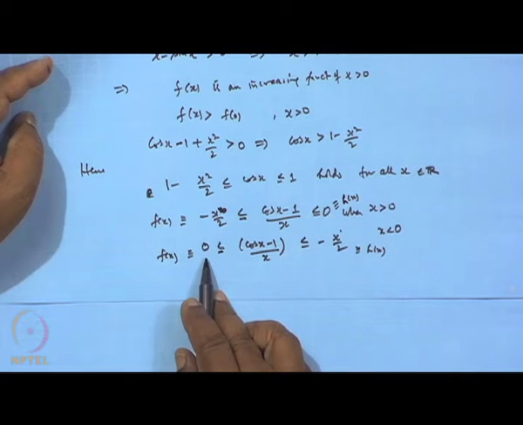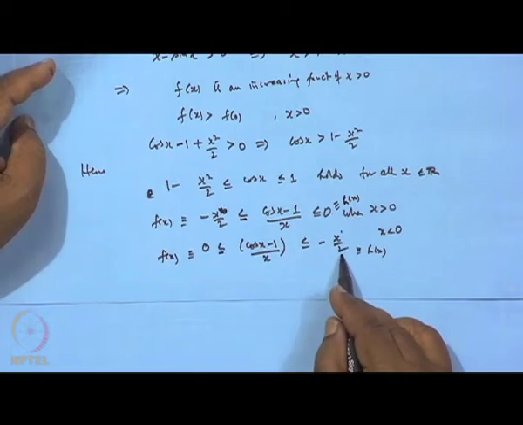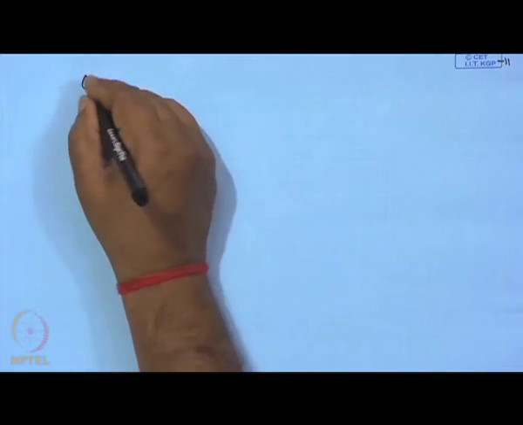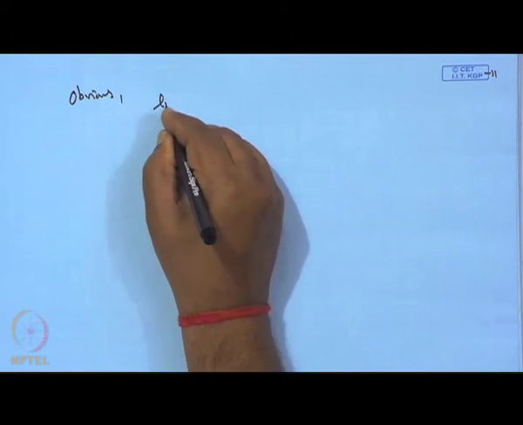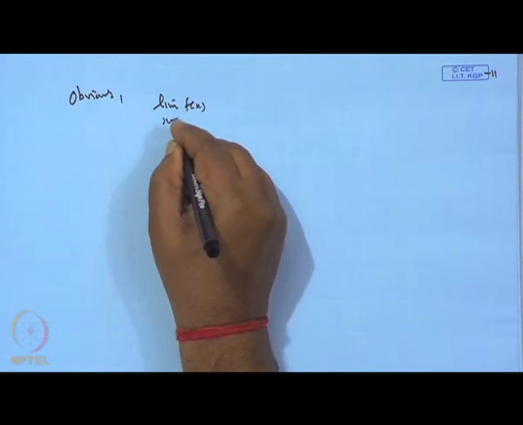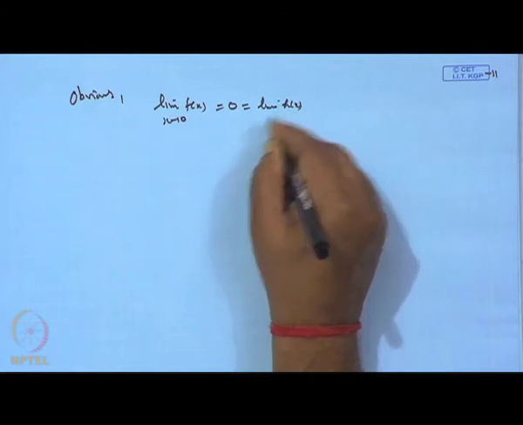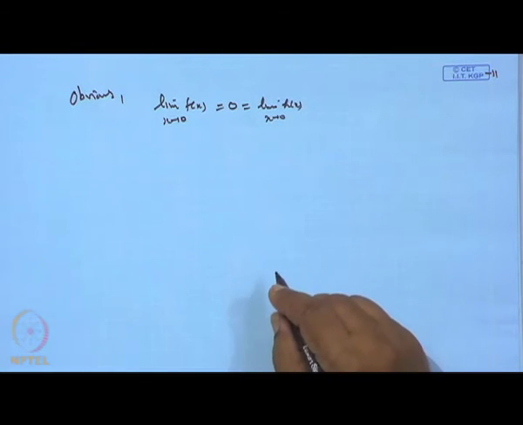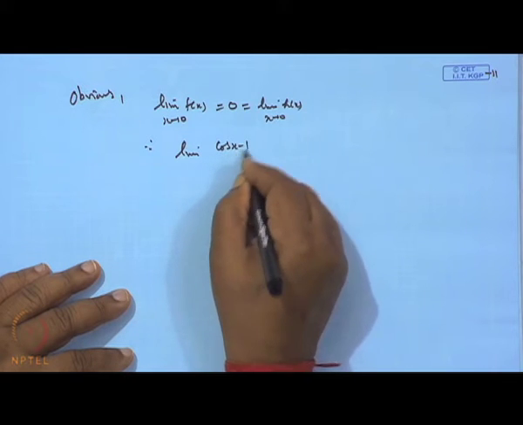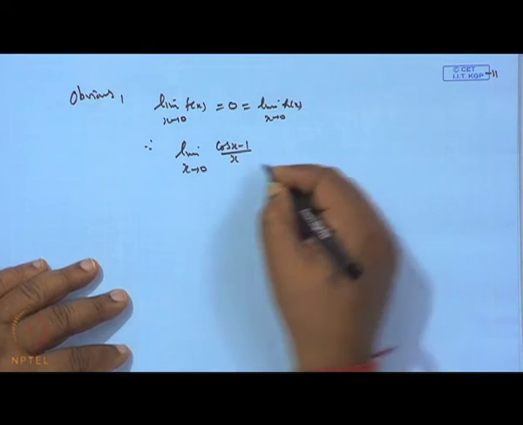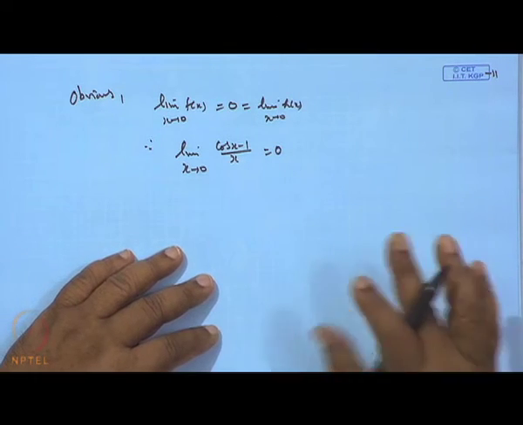Here it is already 0. Limit of h(x) when x tends to 0 is 0. So obviously, the limit of f(x) when x tends to 0 is the same as the limit of this h(x) when x tends to 0, both come out to be 0. Therefore, the limit of (cos x minus 1) by x when x tends to 0 will come out to be 0. So, that is the one.